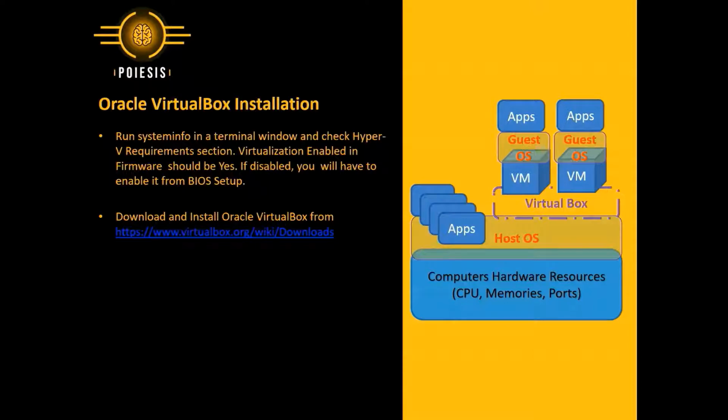However, we are going to use an open source solution, Oracle VM VirtualBox. VirtualBox version 6.0 onwards can be used with Hyper-V running.